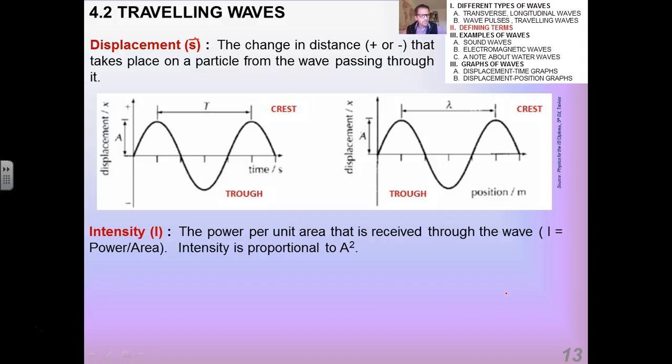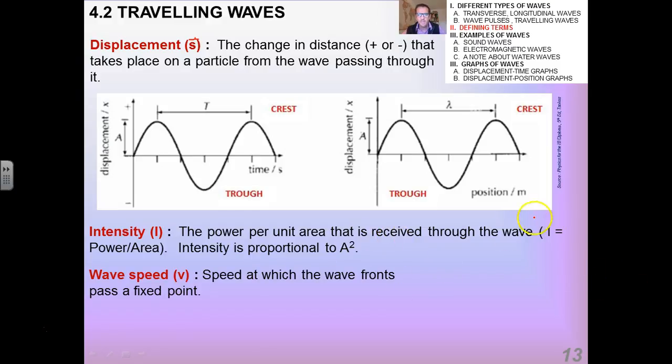Intensity is something that you should be aware of. This is maybe something new for you. What it refers to is simply the power per unit area that is received through a wave. So intensity is power over area. And it turns out that intensity is proportional to the amplitude squared. You don't have to be able to derive this, but you should be aware that I is proportional to A squared. That's important.